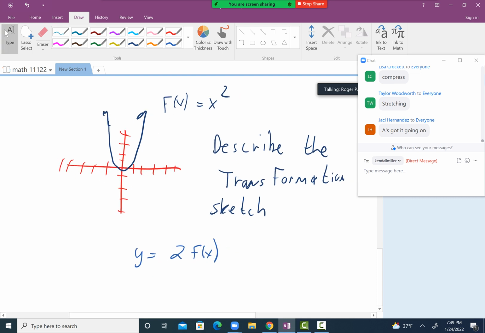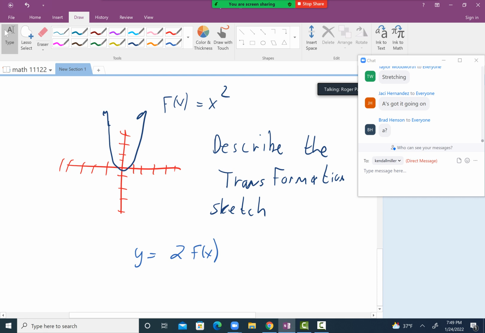So f of x is x squared. The first thing we want to do is look at it and go, hey, is that my a, b, c, or d? So which is it? Is the 2 a, b, c, or d? Yell at me or throw it in the chat. A, good. Yeah, that's your A. Remember, A's out in front. It's always out in front of the function.